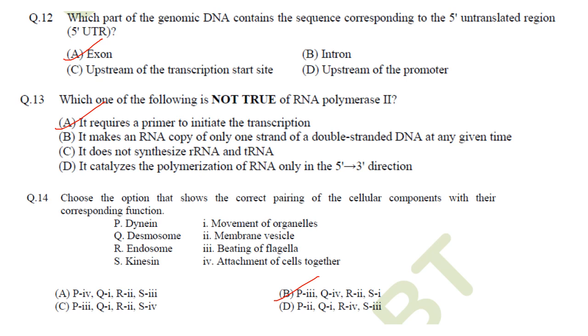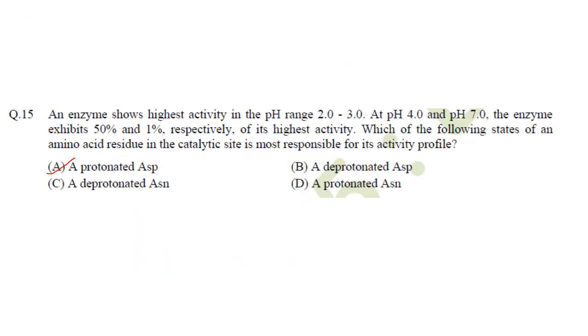Next one. Choose the option that shows the correct pairing of the cellular components with their corresponding function. Dynein is beating of flagella, P3. So B and C we will see. Q, desmosome. Desmosome is attachment of cells together. So B is correct out of B and C. Then R is endosome. It is a membrane vesicle. That's also correct. S is kinesin. That is movement of organelles. That is also correct.